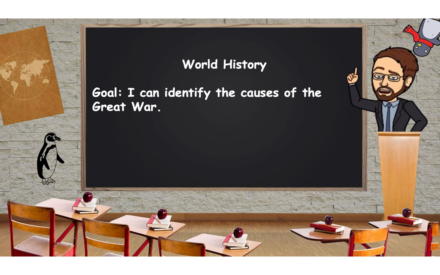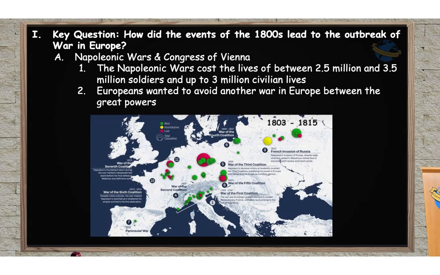Let's see what caused the Great War to kick off. As you know from this class, nothing just happens. Everything is a consequence of something that came before it. So to understand World War One's causes, we need to understand how it is rooted in history.